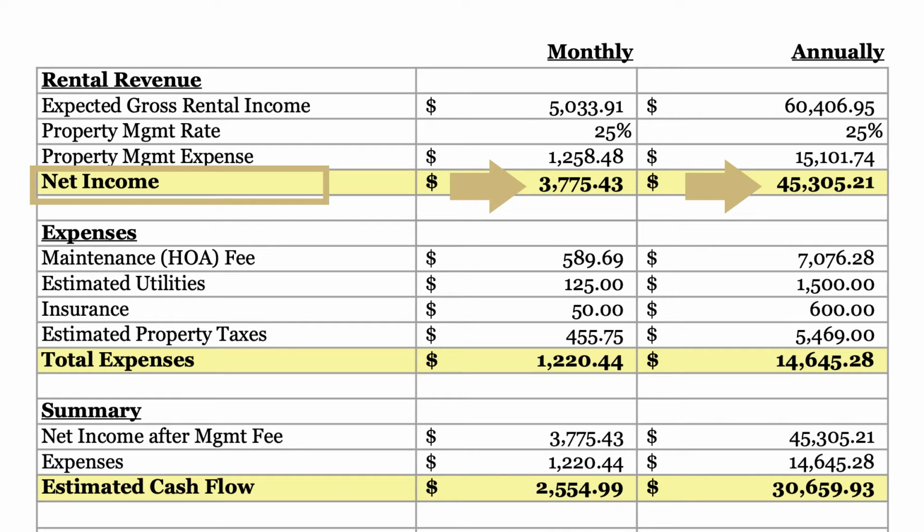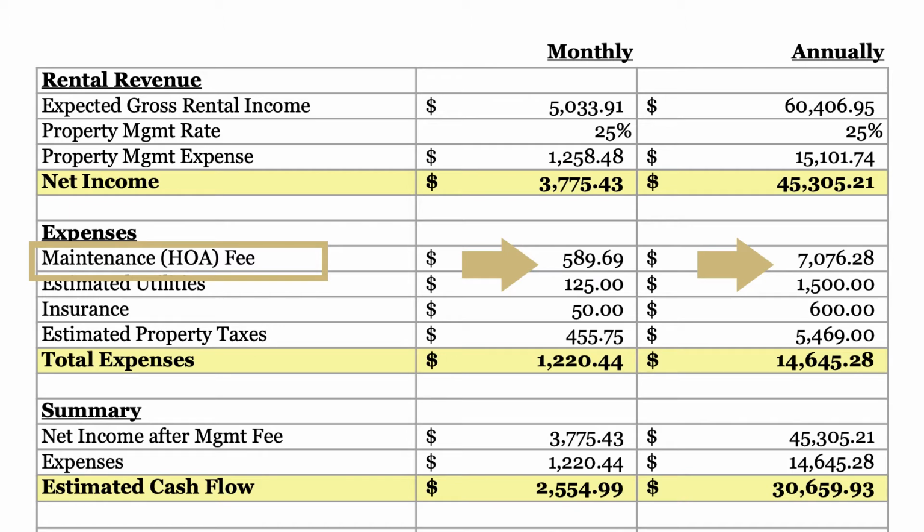This gives us our net rental income. Next, let's take a look at the property-specific expenses, starting with the maintenance fees, also known as the HOA fees. As of right now, the current monthly maintenance fee for our example, Maui Sands 1-bedroom, is right around $589 per month. Exactly what is included in these maintenance fees will vary depending on which condo complex we're looking at.